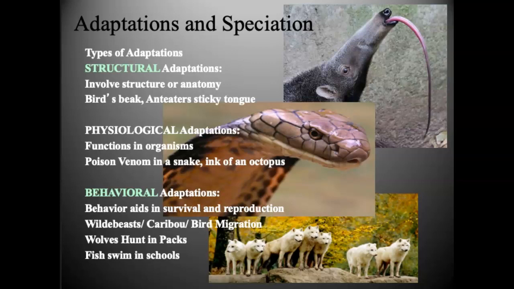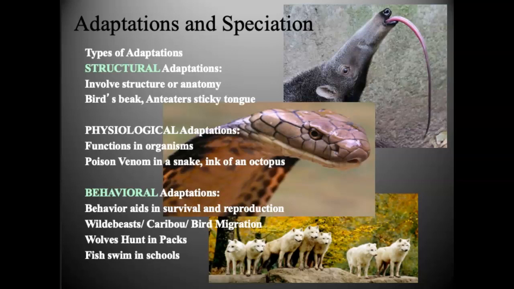So if you look at this slide here, you can see that there are three different types of adaptations that animals can have to help them better survive and reproduce. One is called a structural adaptation. That's where a structure on the outside of the body, you could think like a shark's fins, or an opposable thumb on a human. On the outside of the body, we call that a structural adaptation.